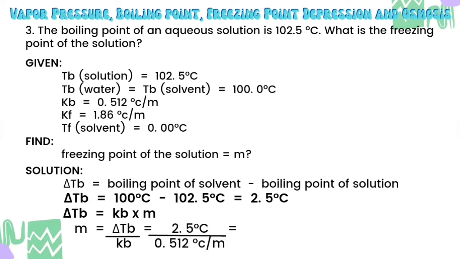Then, we would use the formula of delta T sub B is equal to K sub B multiplied by m to get the molality. Rearranging the formula and substituting the variables, the molality for the solution would be 4.88 m.